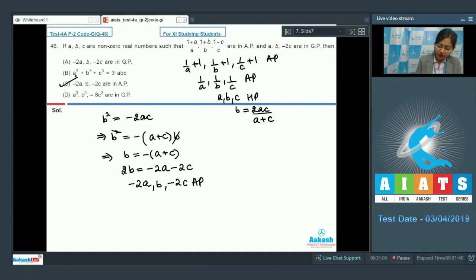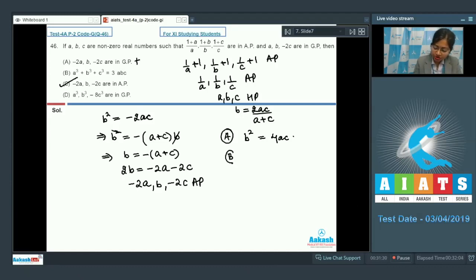Now, let us go option by option. Let us take option number A, which says that minus 2A, B and minus 2C are in GP. Let us check it. If they are in GP, then B square will be equal to 4AC. But in my case, it has been given that B square is equal to minus 2AC. So this option is incorrect.